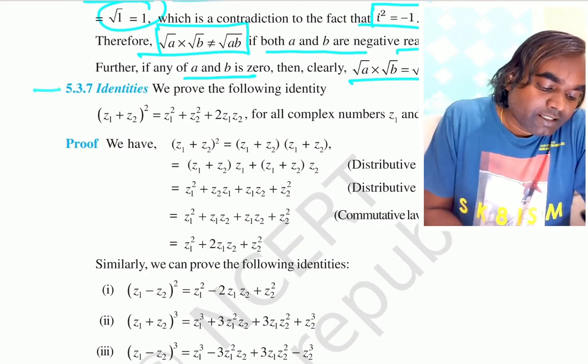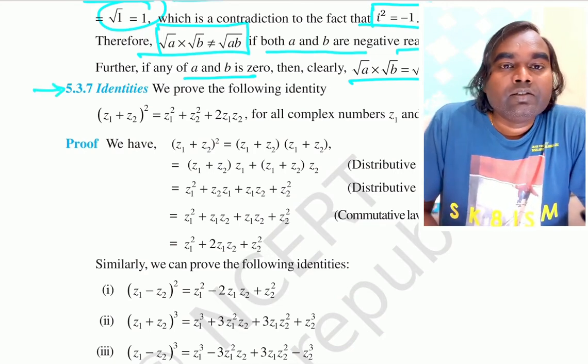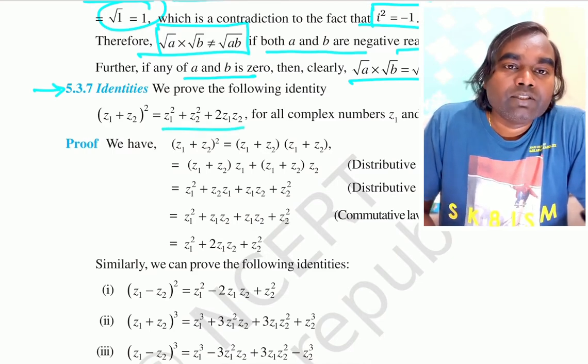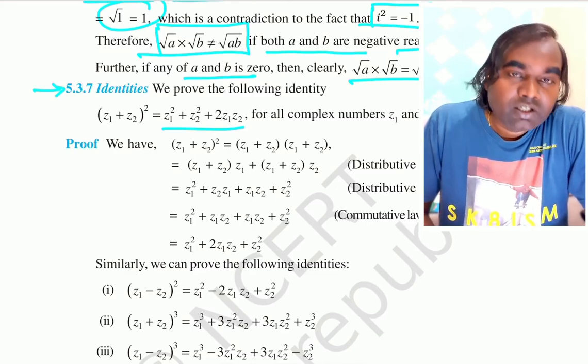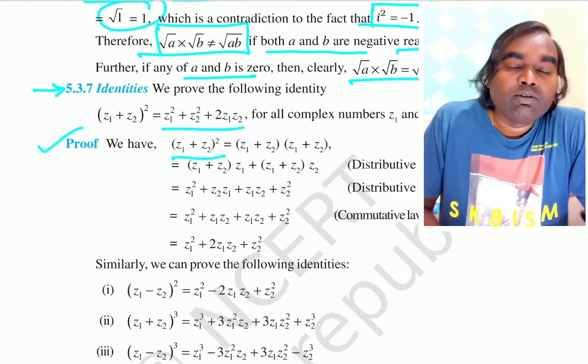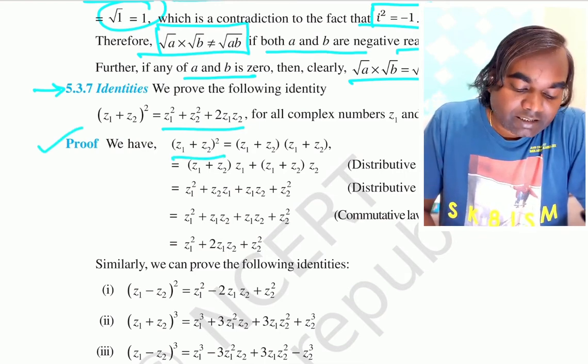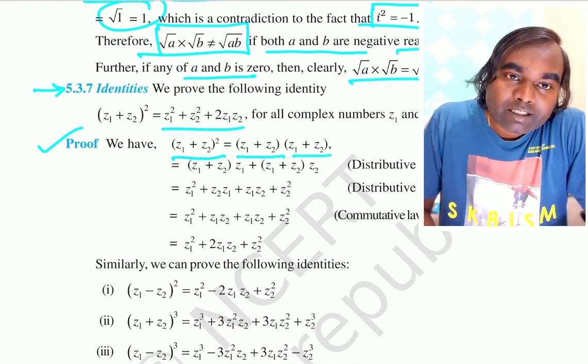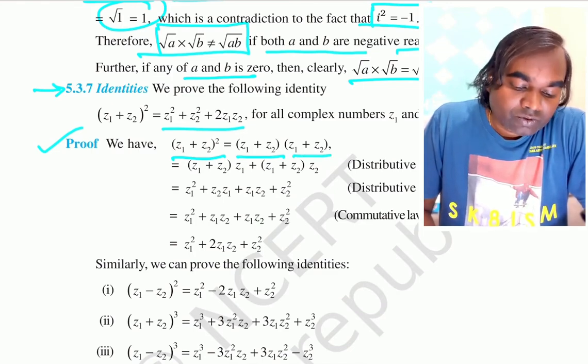Now the identity: the square of z1 plus z2 can be written as z1 square plus z2 square plus 2 z1 z2, such as in the case of the real numbers. So let us prove this. This z1 plus z2 whole square can be written as the product of z1 plus z2 into z1 plus z2. Now multiply these two.